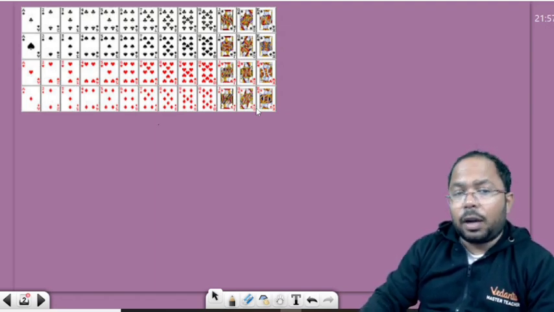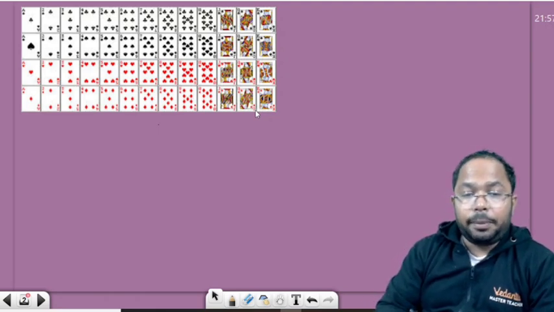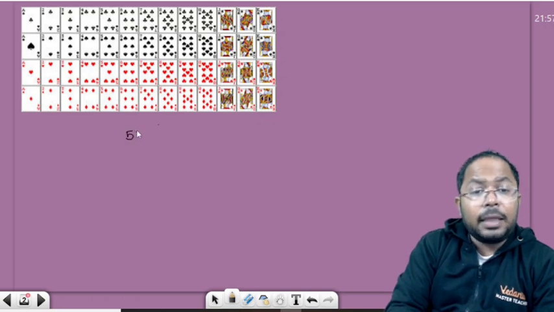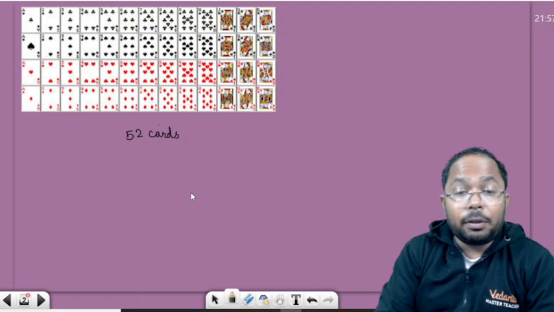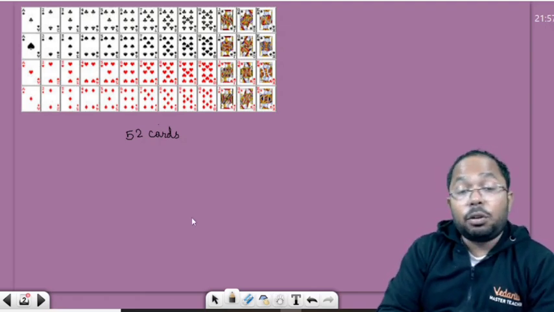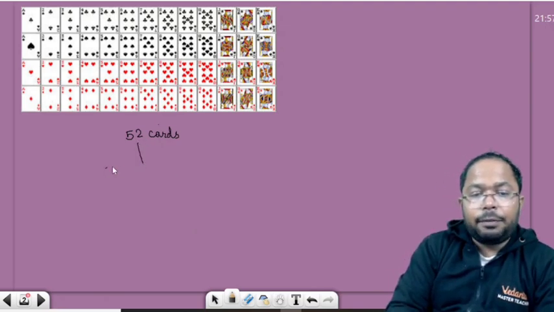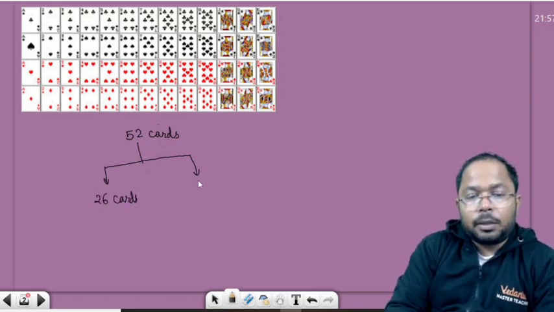Now in these 52 cards, if you look at this picture, you can see two colors mainly, right? They are very, very helpful. Trust me, when you learn probability, they are so helpful. And apart from that, we have plenty of other uses. So the 52 cards are basically divided into two parts: one set of 26 cards, and another set of 26 cards.